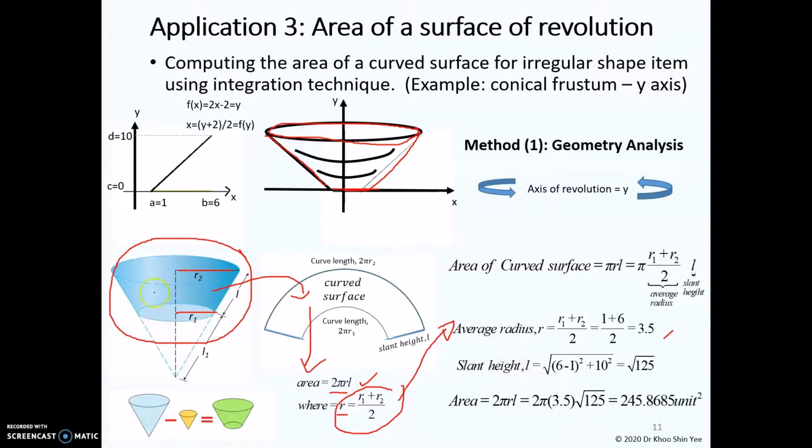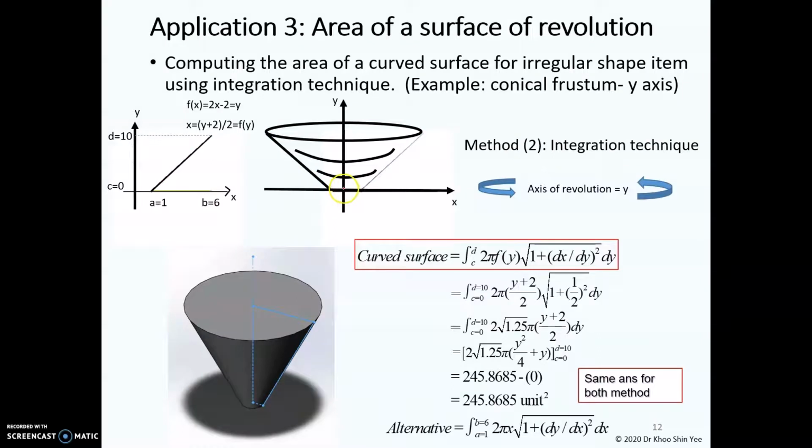The next parameter that you need is the slant height, which is located over here. So this is your slant height. Let's form the triangle here. Here you have 5, here you have 10. Therefore, this L is equal to the square root of 5 squared plus 10 squared, which is this. Substitute it inside the formula. Then you can obtain the area of the curved surface to be this answer.